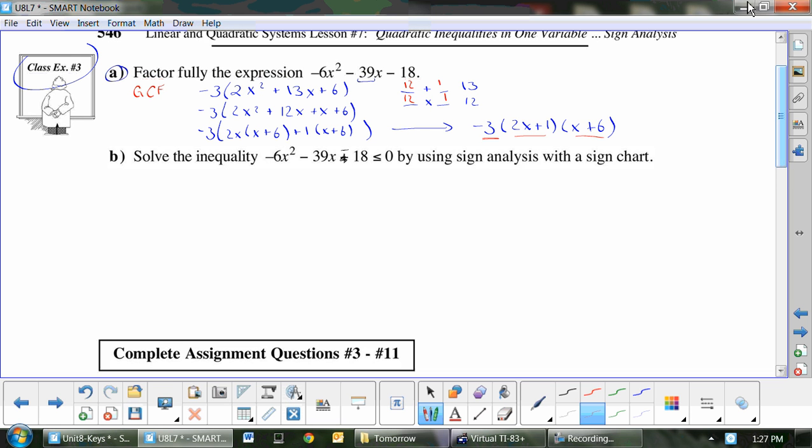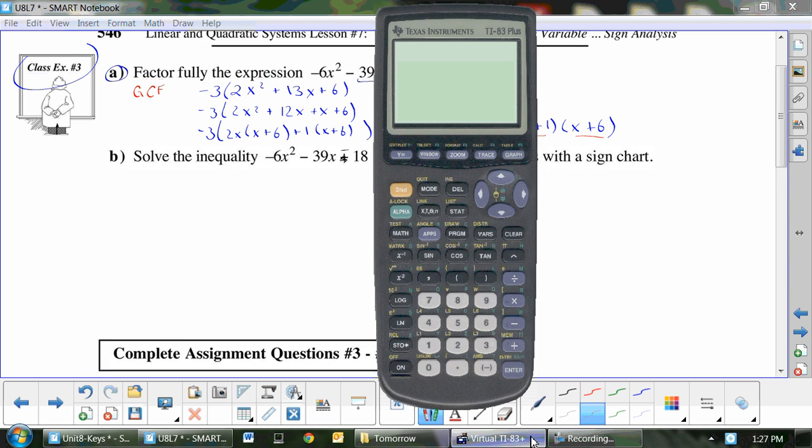We know the first thing we want to do is factor, or not factor this, we already did that. We want to graph this. So we go -6x squared minus 39x minus 18. Graph it. Something that looks like that.